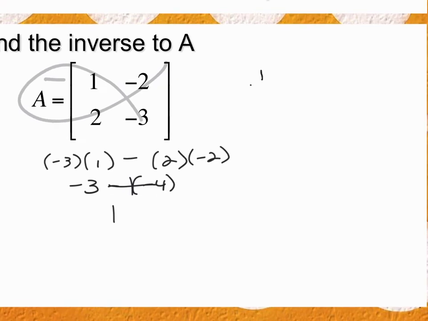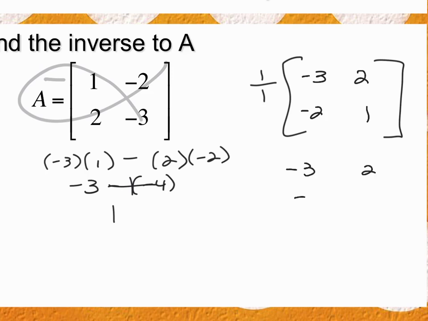I would put 1 over 1 and multiply it times the matrix inside, after switching the A and the D, so negative 3 goes here, 1 goes here, and changing the signs on the C and the B. This becomes a positive 2 and negative 2. And I end up with negative 3, 2, negative 2, 1. That should be your inverse.